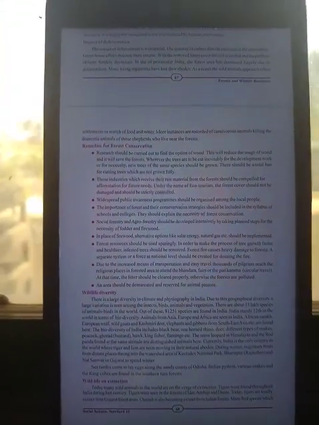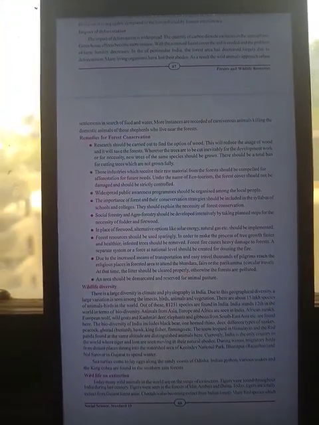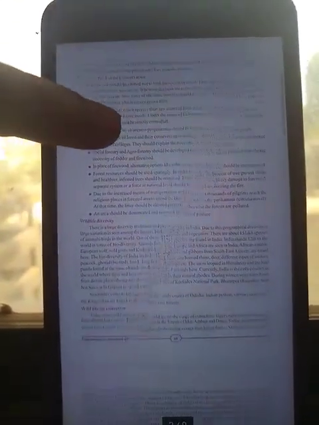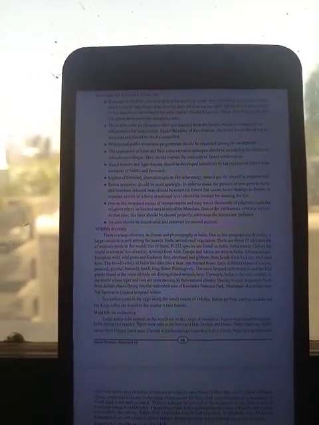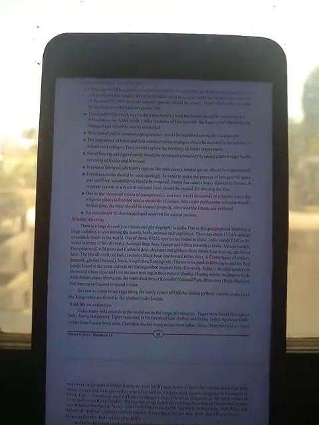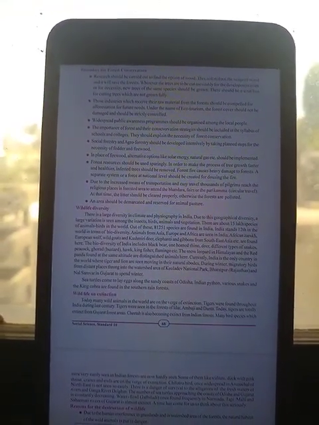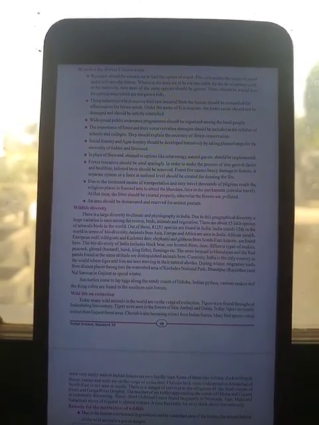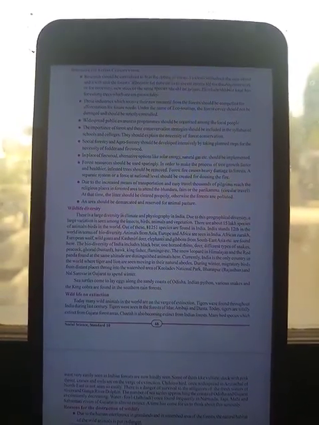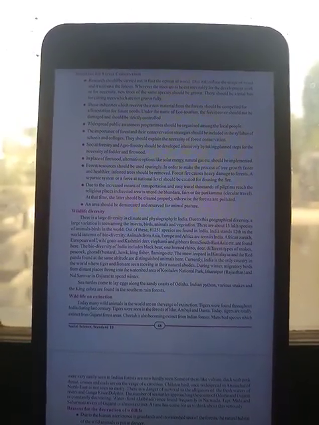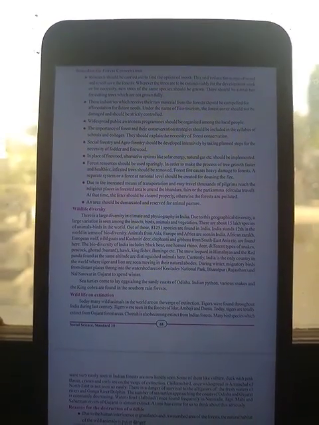Okay, then forest resources should be used sparingly in order to make the process of tree growth faster and healthier. Infested trees should be removed. Forest fire causes heavy damage to forests. A separate system at the national level should be created for dousing the fire.